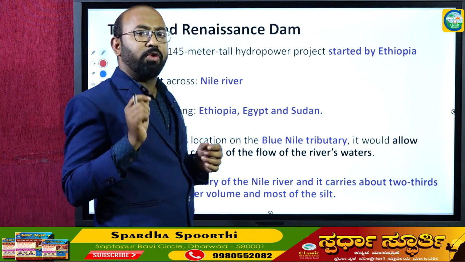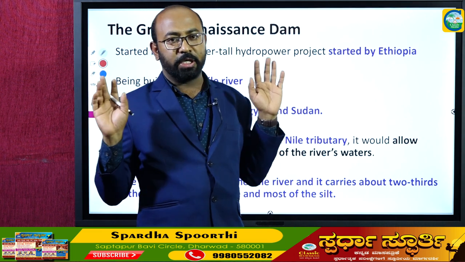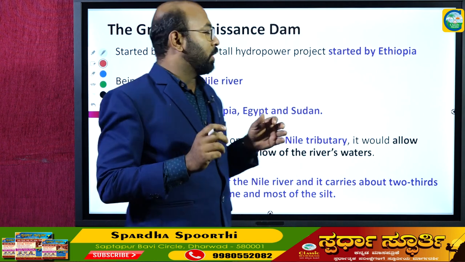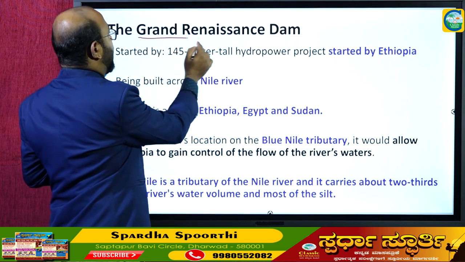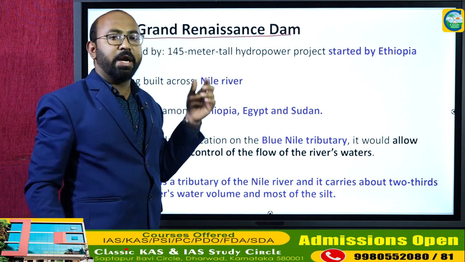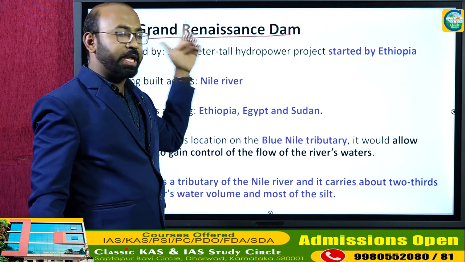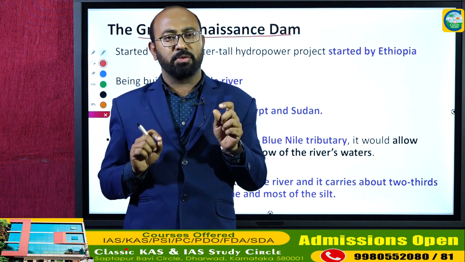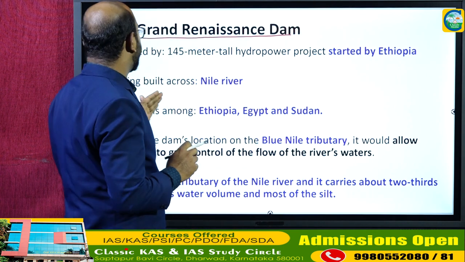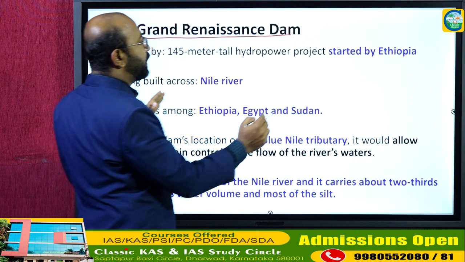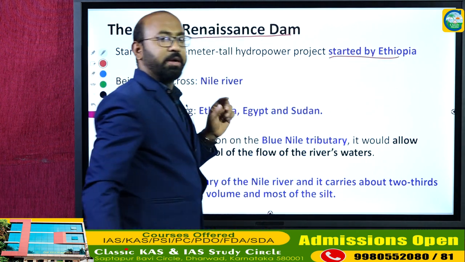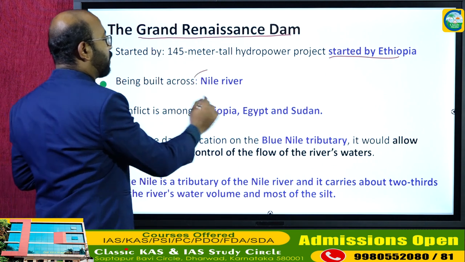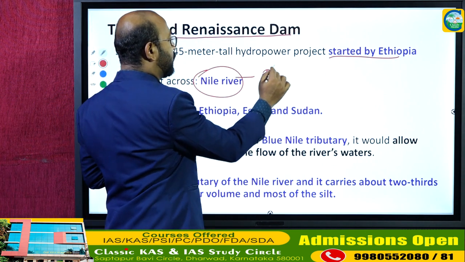Now let's come to one more important development in the region, that is Grand Renaissance Dam. Okay, there is a dam called Grand Renaissance Dam or Grand Ethiopian Renaissance Dam. So this dam has created some issues. Let's look into the issue created by this dam. This dam is being constructed by Ethiopia. Okay, this is being built across the Nile River, especially the Blue Nile River.